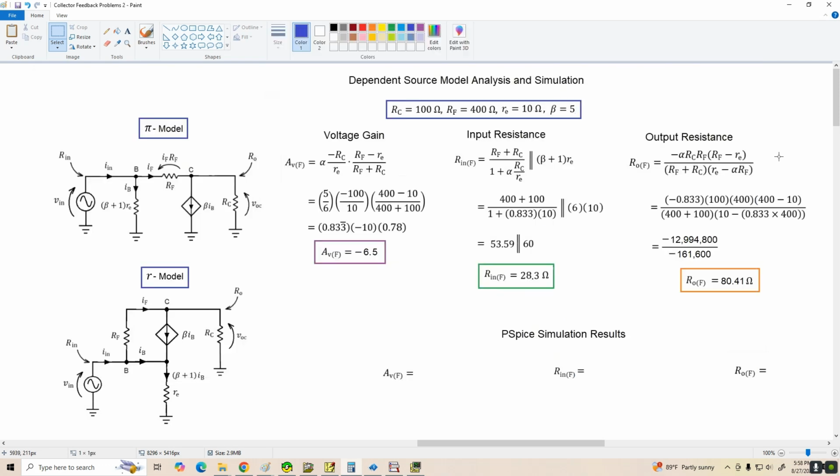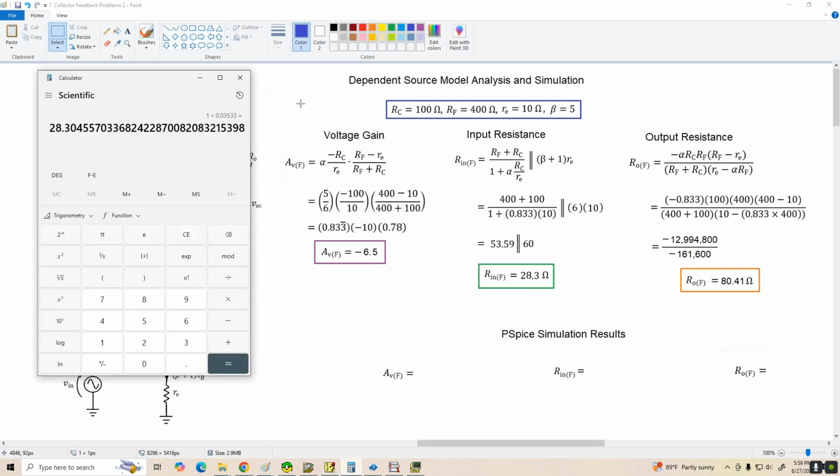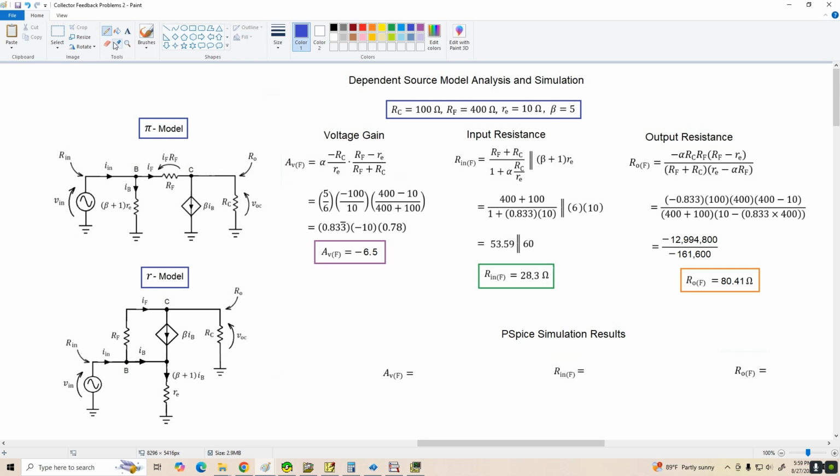And let's see what we were predicting. Negative 6.5 for the voltage gain, pretty darn close, but R in with feedback is right on the money. We predicted 28.3 and PSpice gave us 28.3. So let me write those down before I forget them. We had a voltage gain of negative 6.467 and an input resistance of 28.3 ohms.